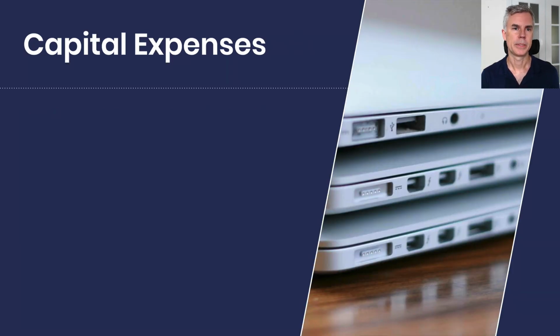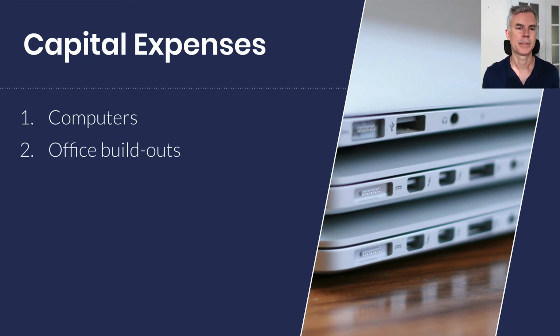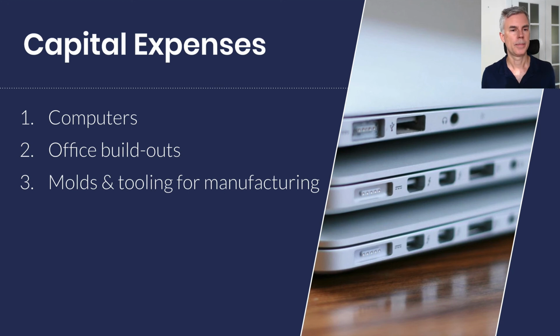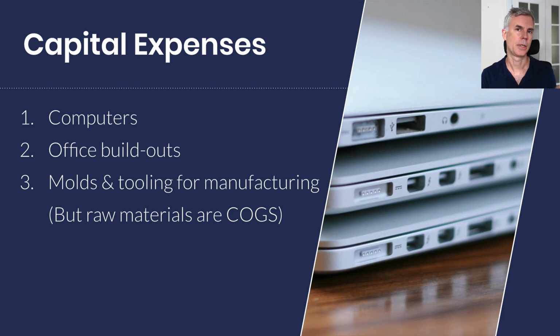And then capital expenses are equipment, so expensive computers, not inexpensive computers. Again, ask your accountant. Office build-outs, other equipment you might be using, molds and tooling for manufacturing, but the raw materials are COGS. And again, some molds and tooling may be COGS. Ask your accountant. Buildings, land, large expensive purchases that we're going to have for a long time and that we're going to depreciate for a long time. So your Mac computers you might be able to do as a capital expense because they're so expensive, but the Windows machines may just be an expense because they're not nearly as expensive.